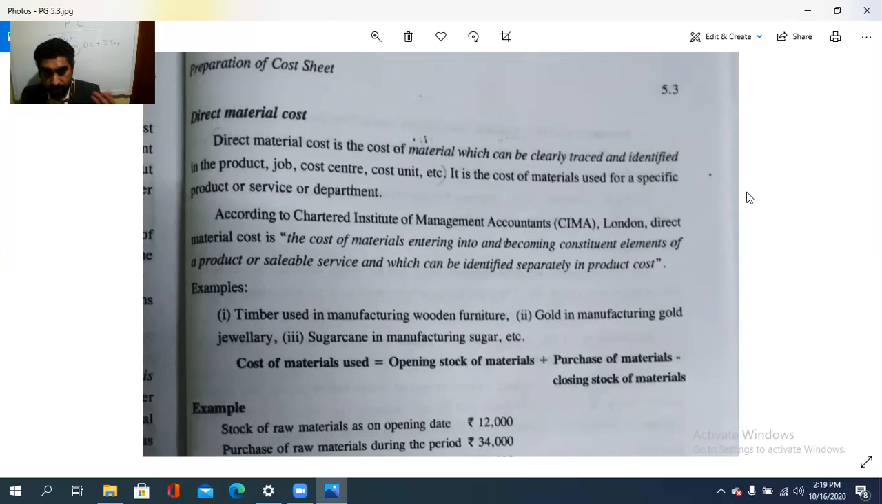In the first, second module, we studied this in detail. According to CIMA, Chartered Institute of Management Accountants, London, direct material cost is the cost of materials entering into and becoming the constituent elements of a product or saleable service, and which can be identified separately in the product cost.